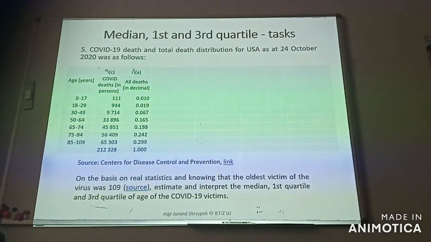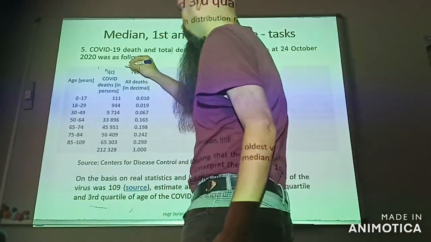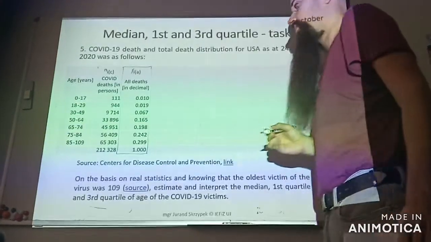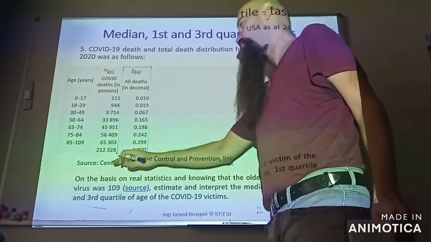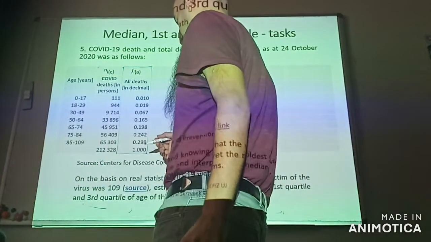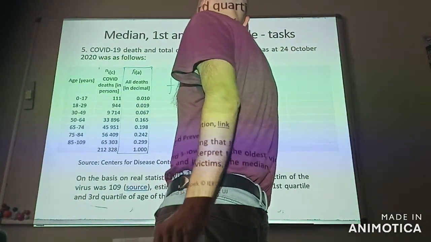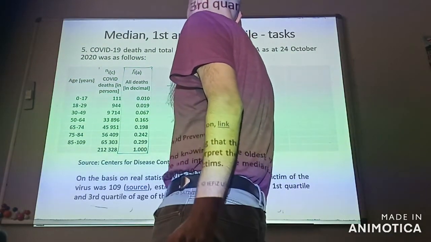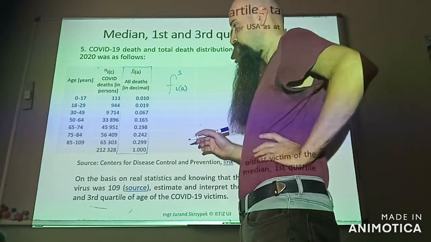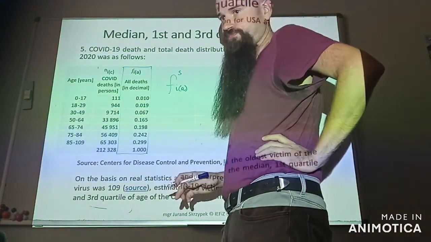Let's analyze now the median, the first quartile, and the third quartile of age of all deaths. First step is to compute the column of cumulative relative frequencies, because now we perform on the column with the decimals, with the percentage of the group age in total deaths, and we need FIS, the cumulative relative frequency, which will be computed on the basis of this column.